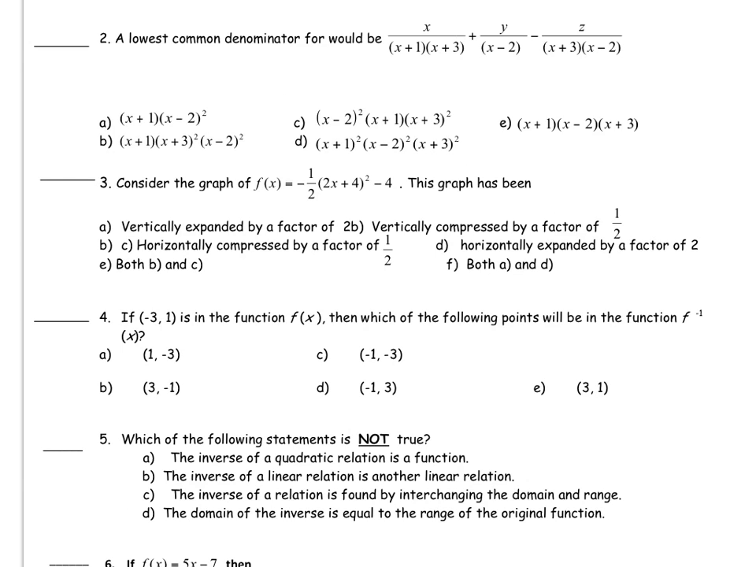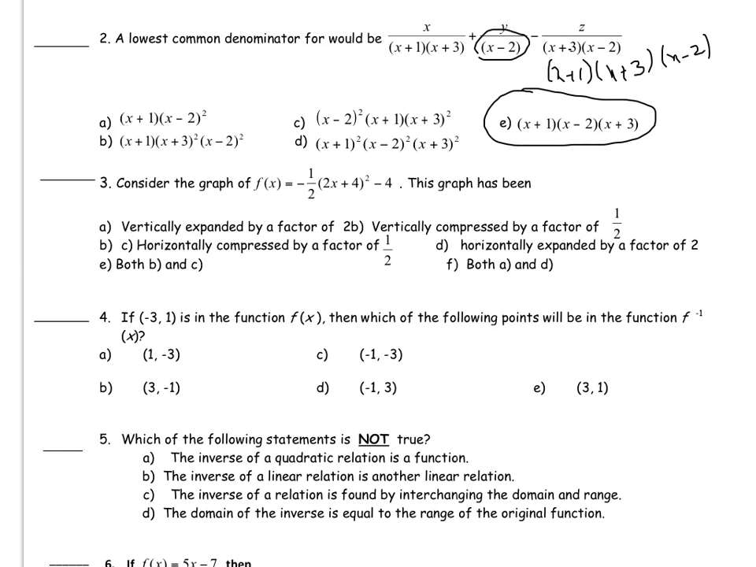The next question is to find the lowest common denominator for the given rational functions. To find the lowest common denominator, you can see that we have x plus 1 and x plus 3, so it's x plus 1, x plus 3, and this one has x minus 2, so times x minus 2. And for this one, x plus 3, x minus 2 is already included, so the lowest common denominator is x plus 1, x minus 2, and x plus 3, which is going to be option E.